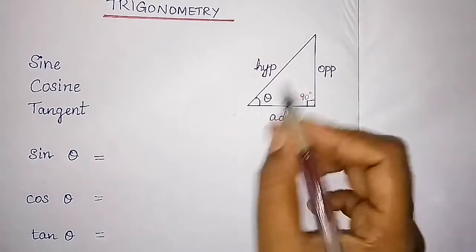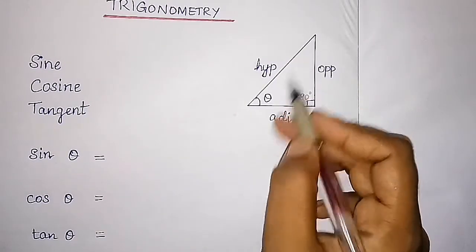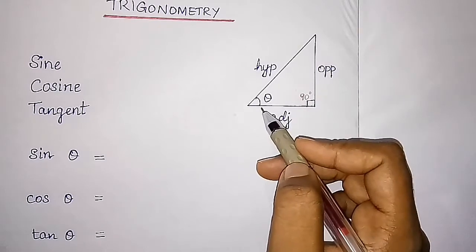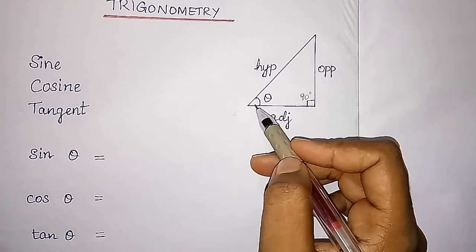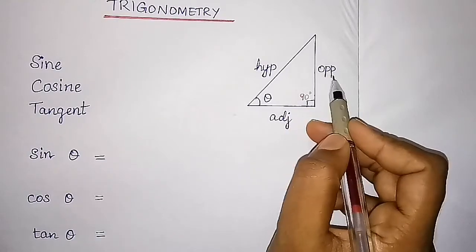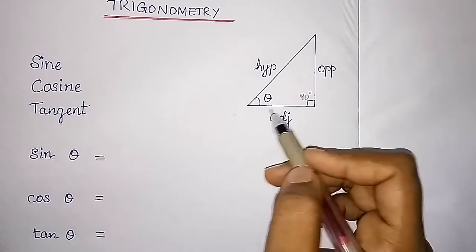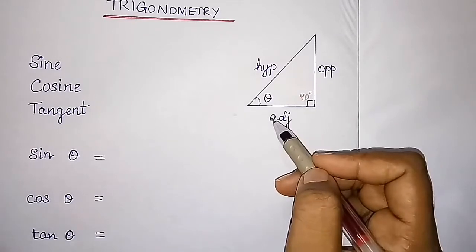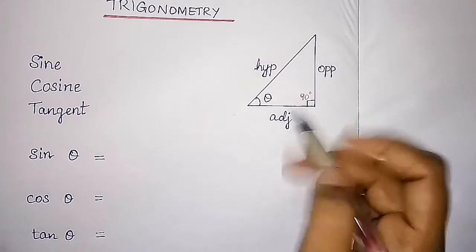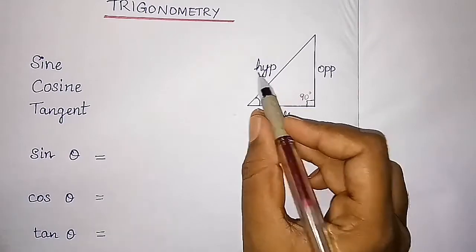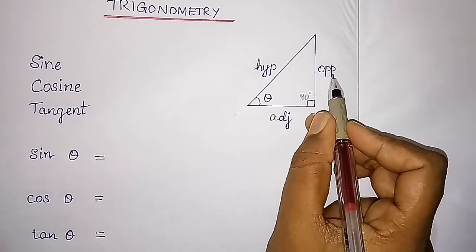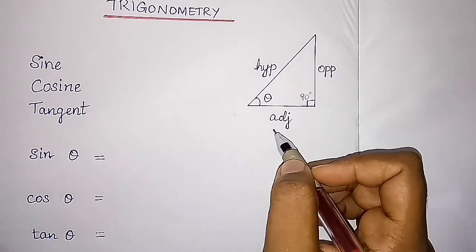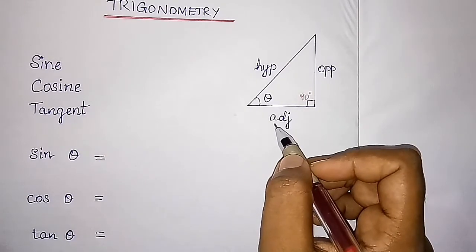Here there are two other angles. One angle is marked as theta. This theta is what we always use in trigonometry. The side which is opposite to theta is called the opposite side, and the leftover side is called the adjacent side. The side opposite to 90 degrees is the hypotenuse, the side opposite to theta is the opposite side, and the balance leftover side is the adjacent side.